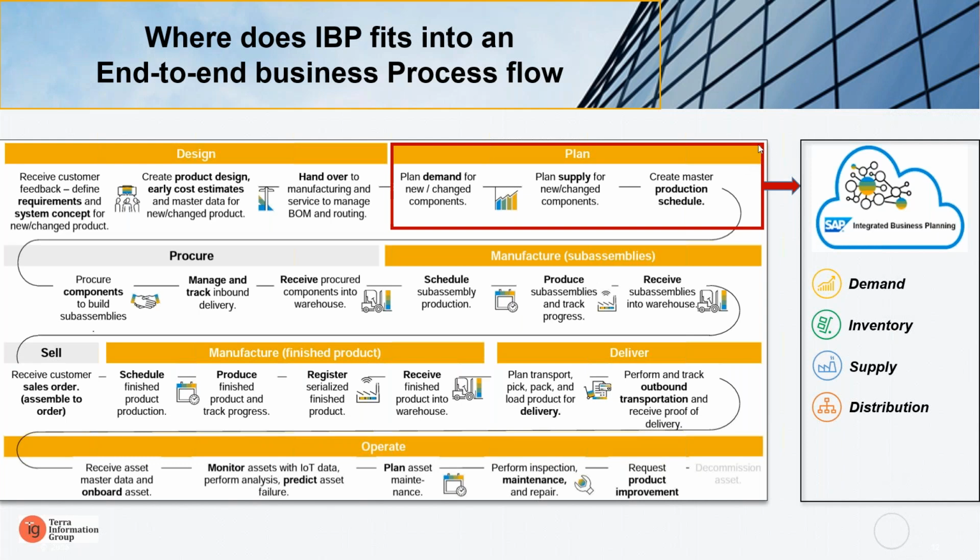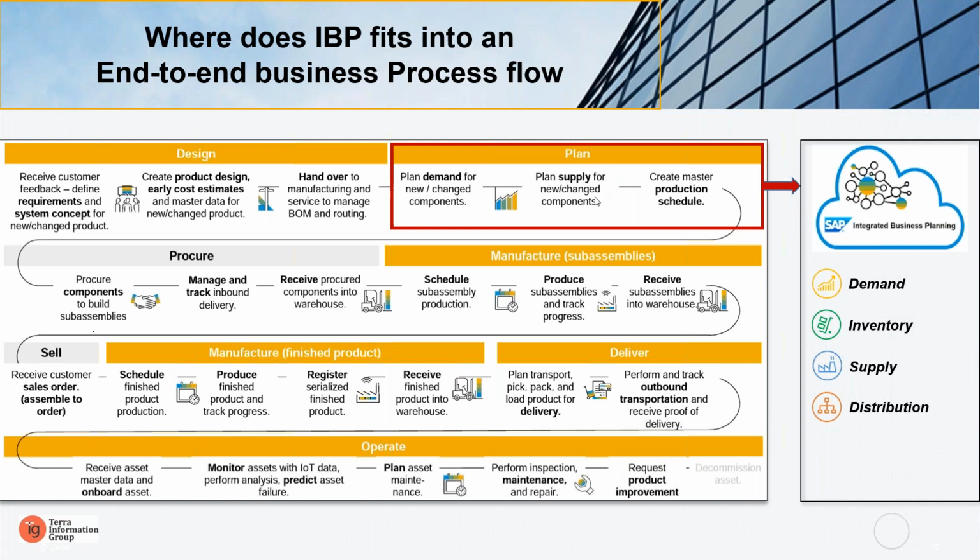Hi all. So this slide depicts where exactly your IBP solution fits into the end-to-end business process flow. If you can see, there are a lot of different functions within any kind of supply chain, starting from design, including planning, procurement, manufacturing, all of these things. And SAP comes where we call it the plan. Basically, IBP is an advanced planning tool and the kind of upgraded version, I would say, from the world of APO, which was a fantastic solution, and it's still being used.